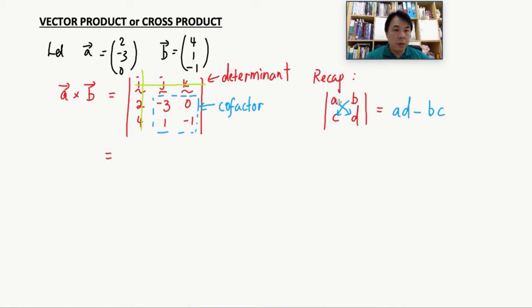Based on the formula, the determinant is AD minus BC. So for the first component, all we need to do is compute the determinant. The determinant will be -3 multiplied with -1, minus 1 times 0, and all this is the i component. That's how we do it.